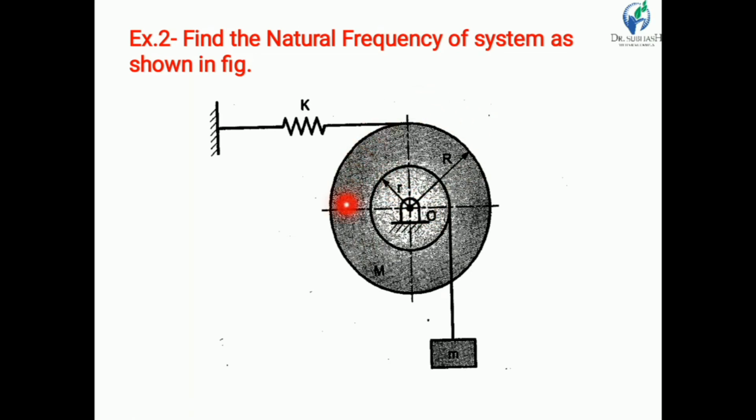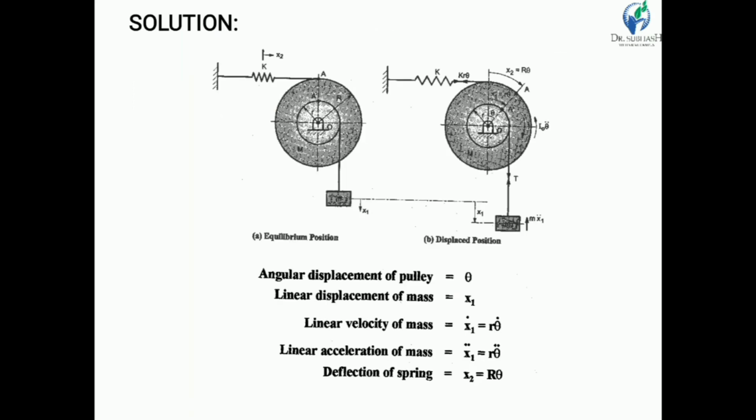Okay, the mass of this pulley, this is a compound pulley. So this pulley is also connected with this pulley. The total mass of this pulley is capital M, and small m is attached at the end of the string, and this string is wound around the smaller step of the pulley, and another string is wound around the larger step of the pulley. So the spring having stiffness is K.